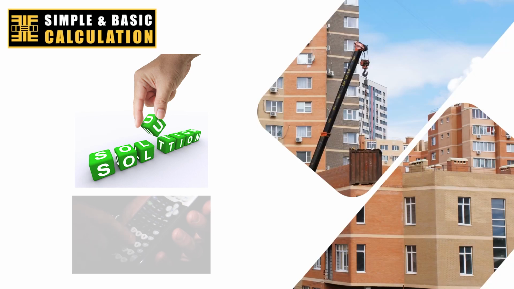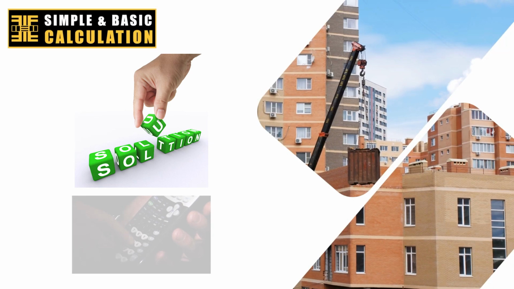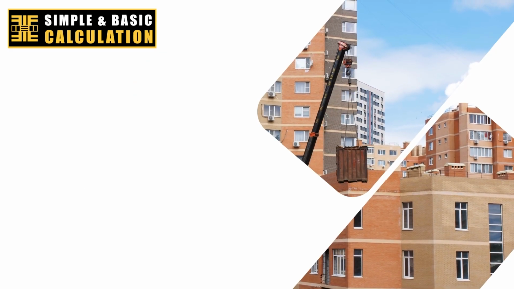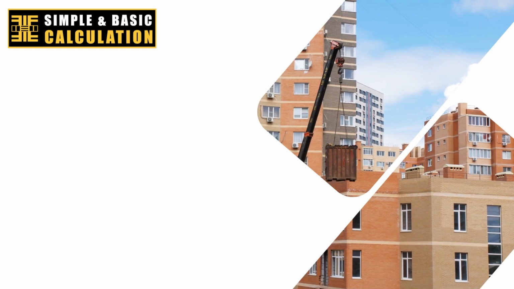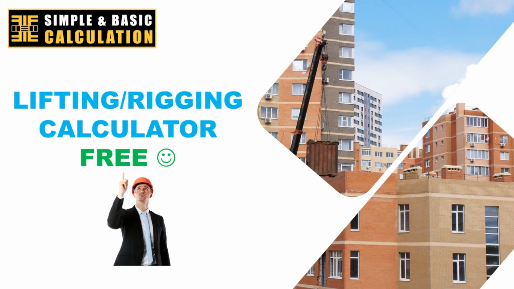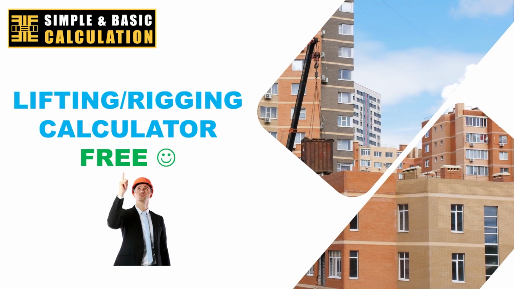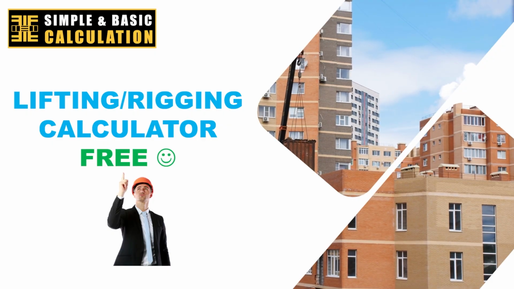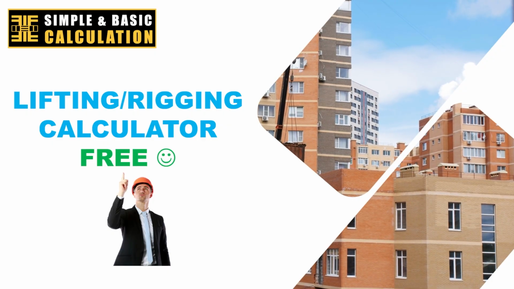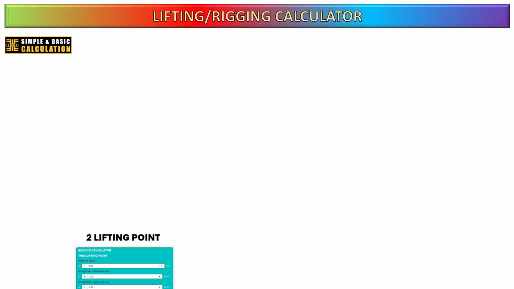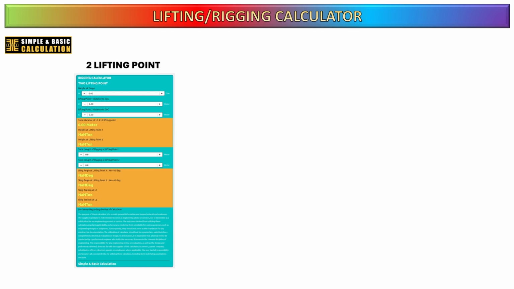Welcome to this tutorial video on how to use the free online lifting and rigging calculator. This tool was created to provide engineers, riggers, and lifting supervisors with a reliable and user-friendly way to calculate load distribution on lifting lugs, tension on slings, and wire rope sling weight, all based on standard engineering formulas and practical rigging principles. Whether you're managing a 2-point lift, a 4-point lift, or simply estimating the weight of a wire sling, this calculator is completely free to use.